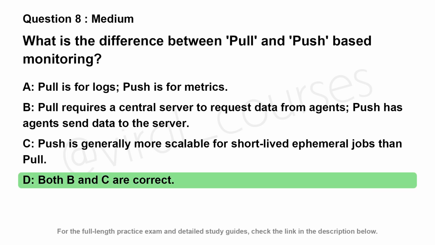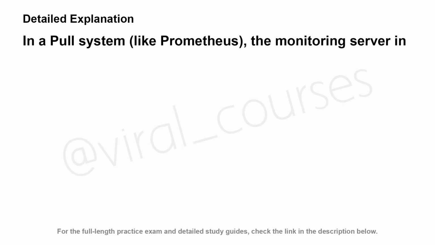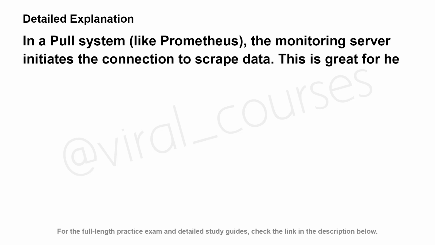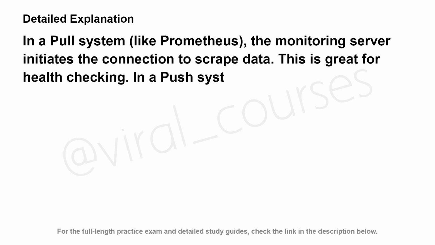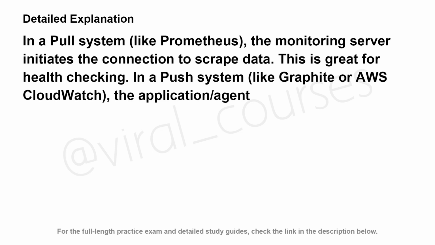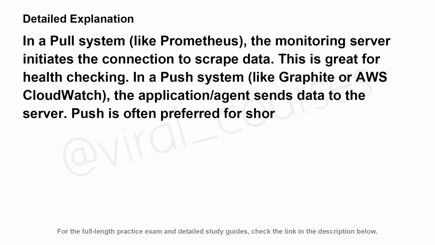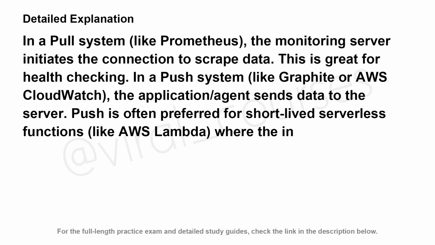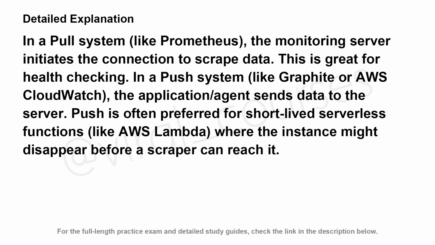The correct answer is D. In a pull system, like Prometheus, the monitoring server initiates the connection to scrape data. This is great for health checking. In a push system, like Graphite or AWS CloudWatch, the application agent sends data to the server. Push is often preferred for short-lived serverless functions, like AWS Lambda, where the instance might disappear before a scraper can reach it.